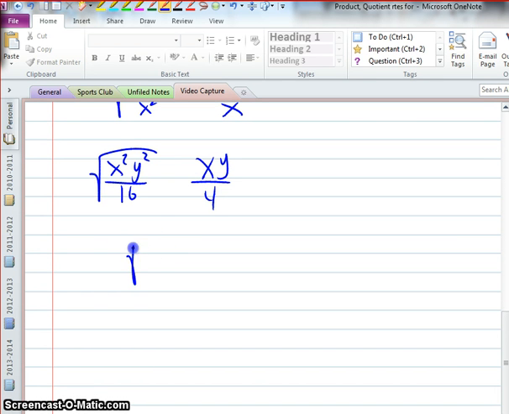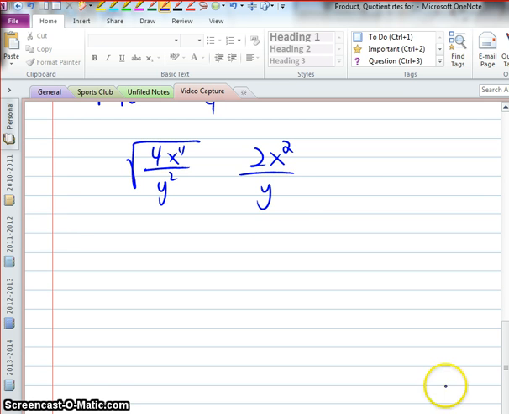And one more, and then we'll do some other further examples. That'll be 2x squared over y. And then you see them in reverse sometimes when it comes to simplifying radicals. You'll see problems that look like this.